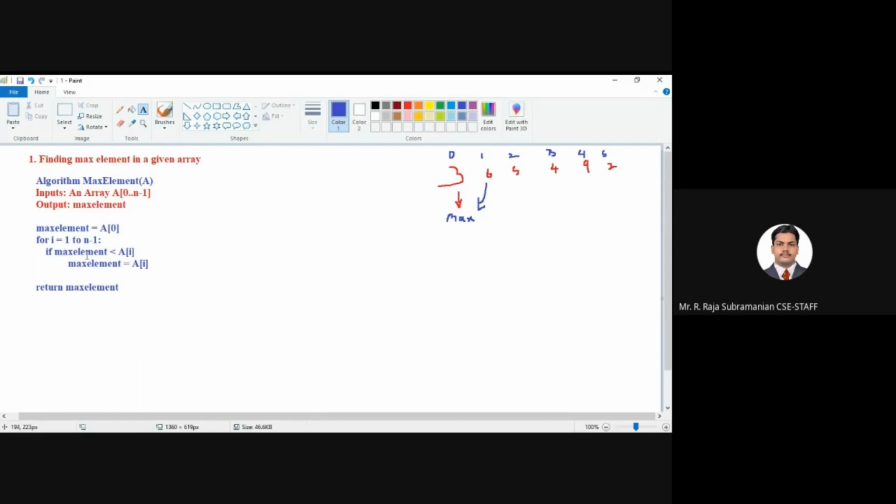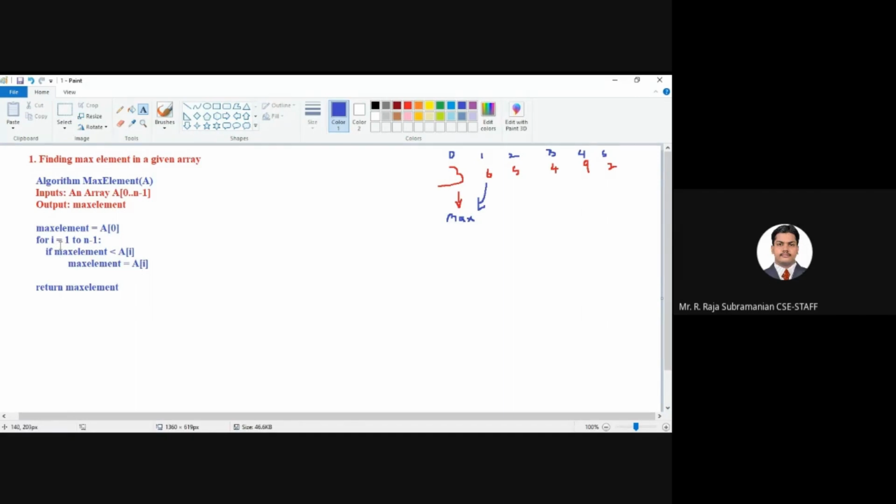So now what is the current max element value? Can anyone say? 3, sir. 3. So if 3 is less than a of 1, initially I will be 1, so what is a of 1? 6. So 3 is less than 6. So what do I have to do? Max element is equal to 6. Now max element is updated.